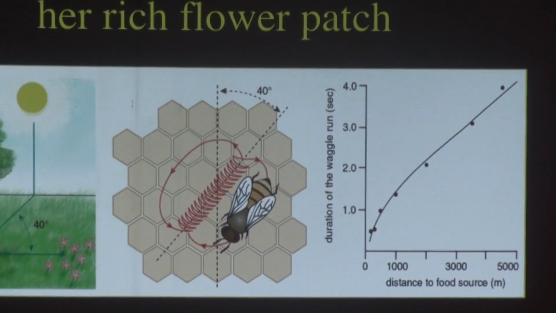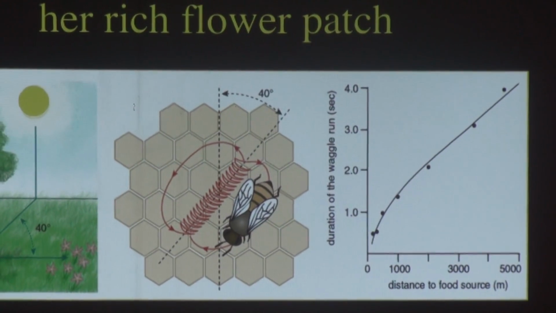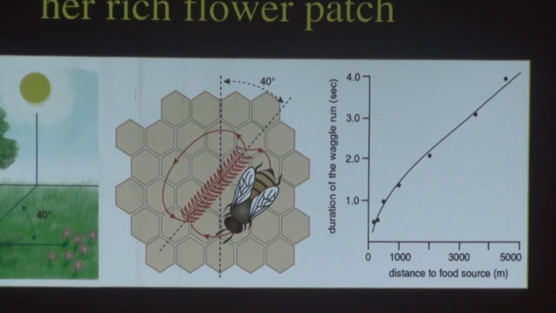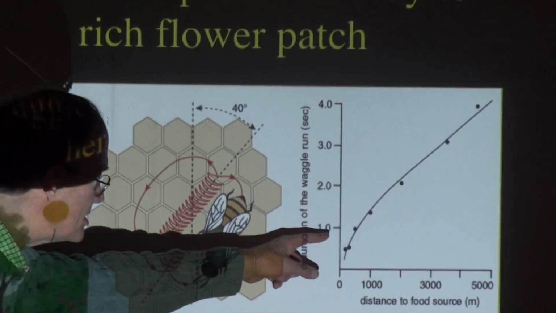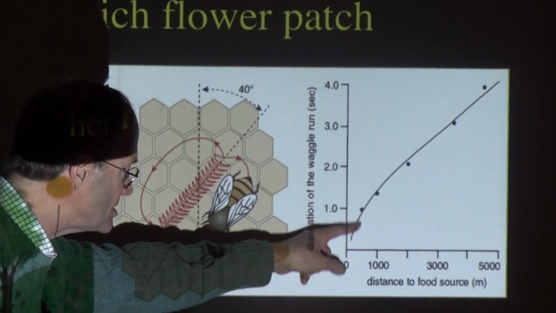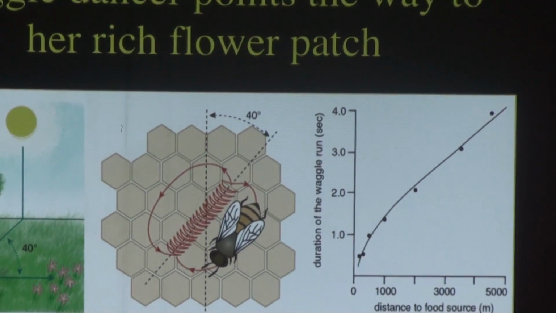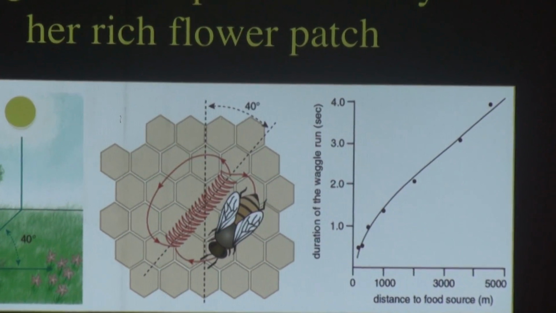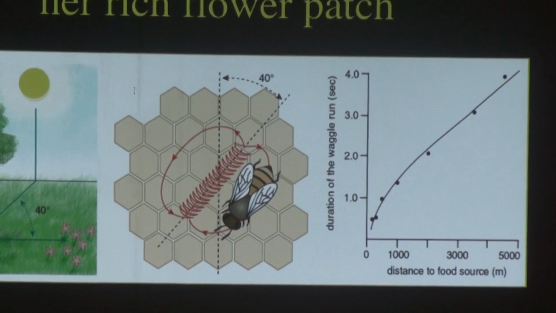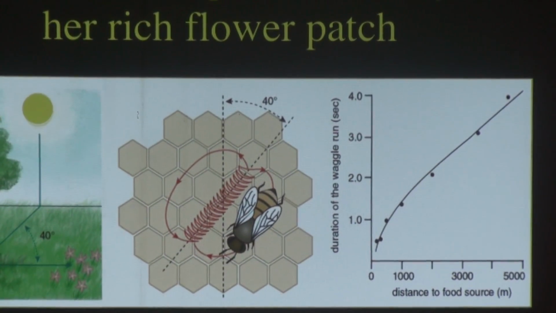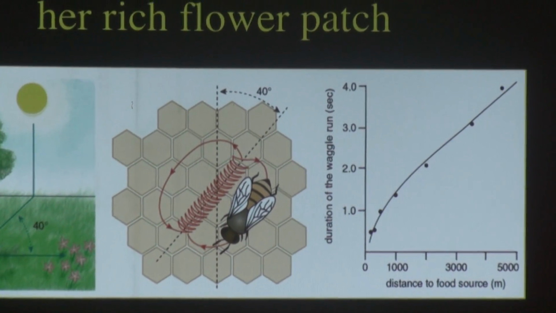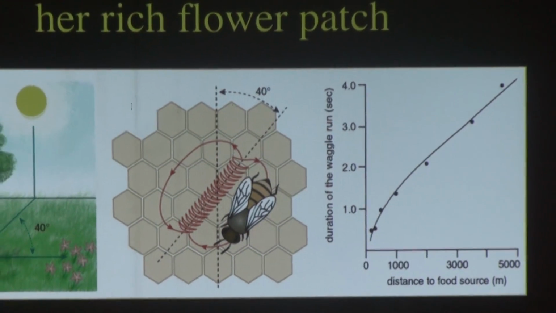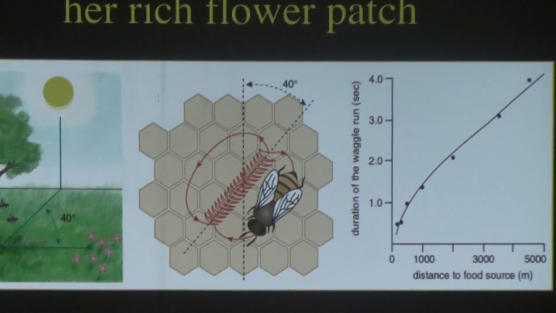And then they encode the distance to the flowers by how long each of those waggle runs lasts. The one we watched, each waggle run was about 0.8 of a second, and that means she was indicating to bees that a food source, or actually it was a nest site, about 500 meters away, that would be a little over a third of a mile away. Okay, so that's the waggle dance.